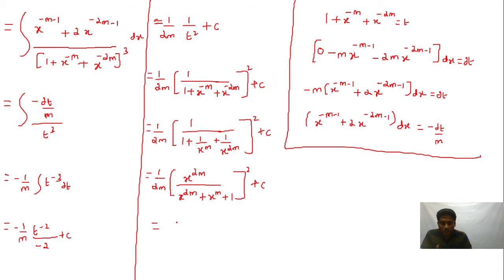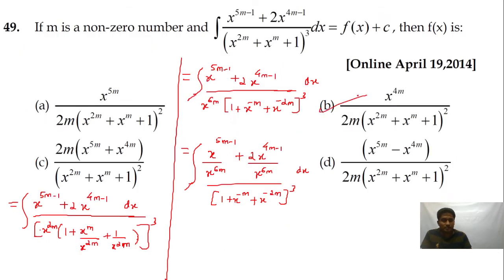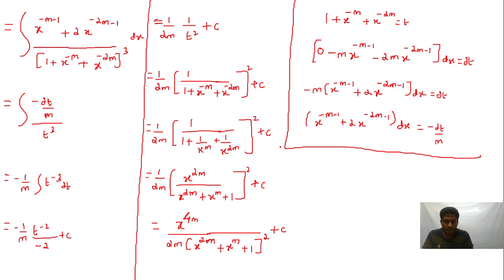So this is actually x to the power of 2m, the whole square is x to the power of 4m. x to the power of 4m divided by 2m, into a bracket, you get x to the power of 2m plus x to the power of m plus 1 the whole square, and plus c. That's the answer, guys. Answer is option B. You get x to the power of 4m in only one option. Answer is option B only.